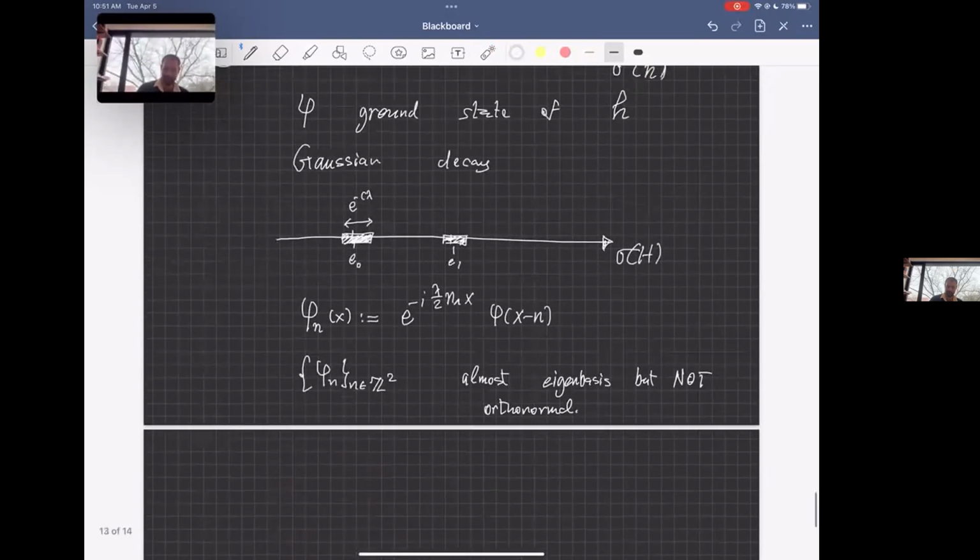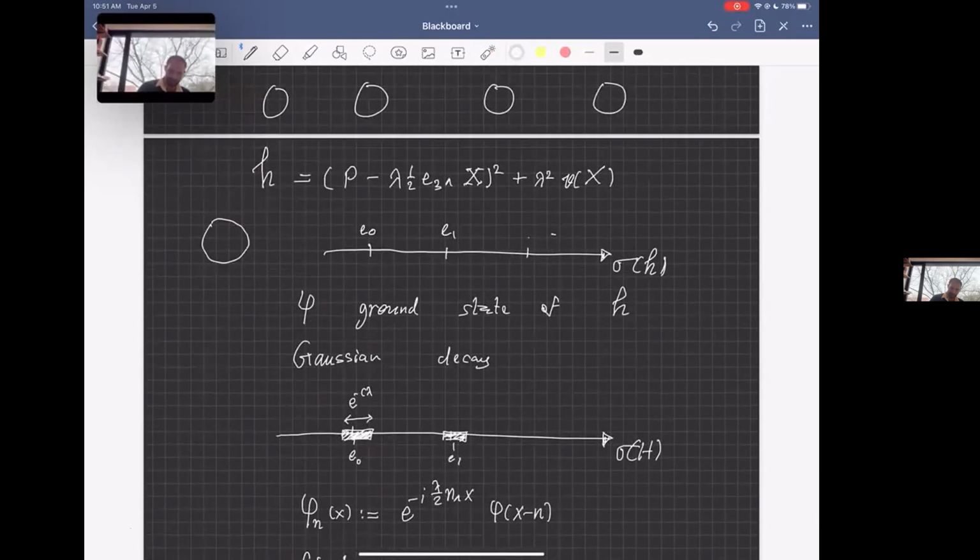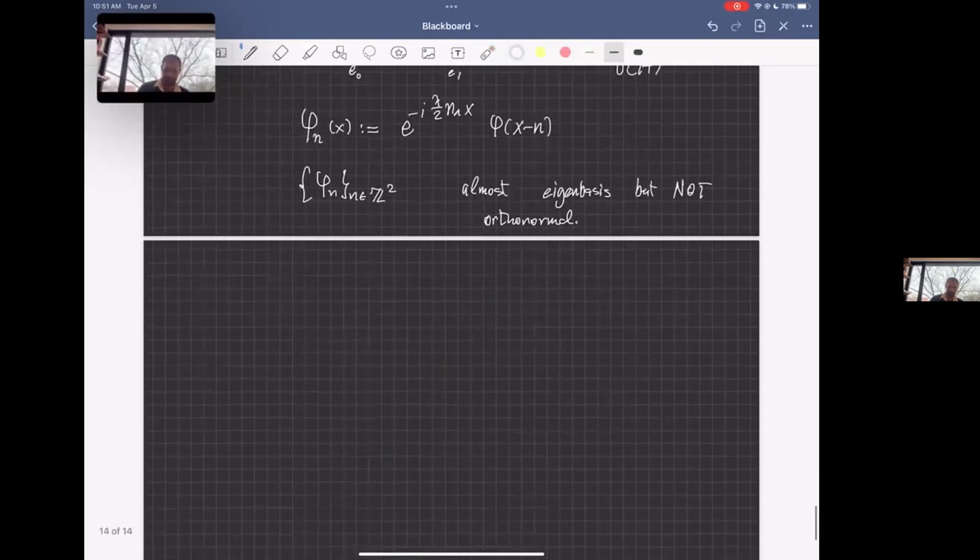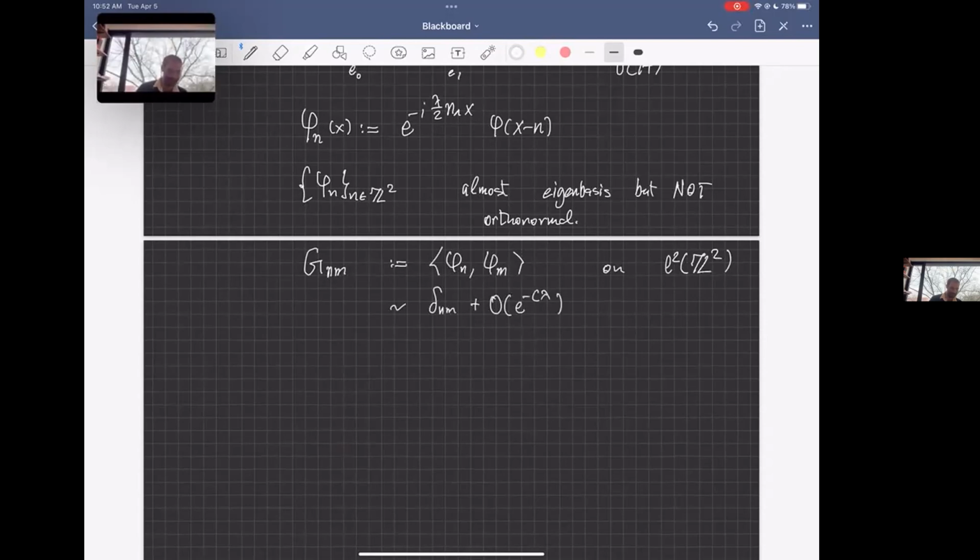And the reason is that even though it has this Gaussian decay, it still has some overlap, so it will not even be orthogonal. In order to deal with that, you can define a Gramian, which is standard procedure in linear algebra, just to orthonormalize the basis. So this is an operator on L2 of Z2. And this operator is quite interesting. It's basically the identity operator plus corrections that are exponentially decaying, and you can prove various things about it.